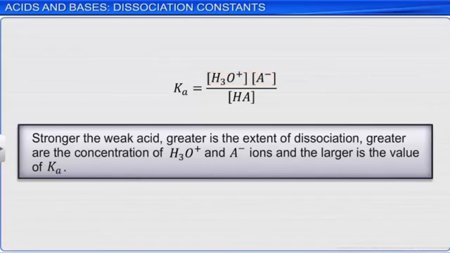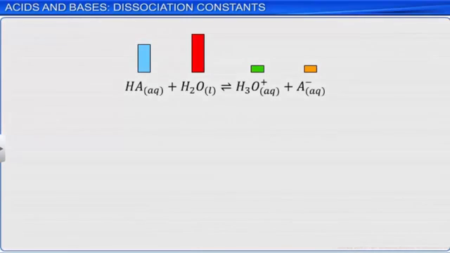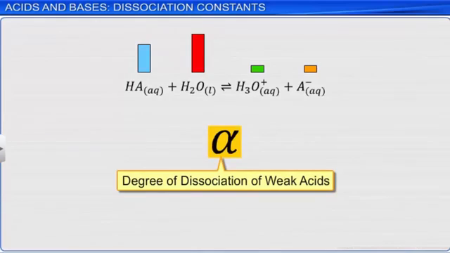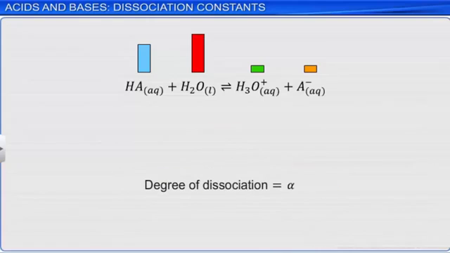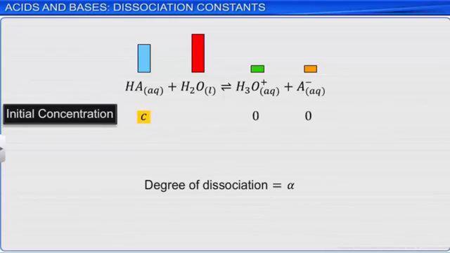The extent of the ionization of weak acids is usually expressed in terms of degree of ionization, which is denoted by alpha. Let us take the same generic example of the dissociation of weak acid, HA, in water to derive the expression for the degree of dissociation of weak acids in water. Let C moles per liter be the initial concentration of weak acid HA, and let alpha be its degree of dissociation.